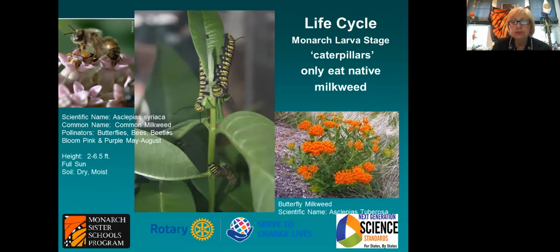And here I'm showing you the milkweed again. This is common milkweed filled with caterpillars, and it's the only food that the monarch caterpillars will eat. So we need milkweed to save the monarch butterfly.